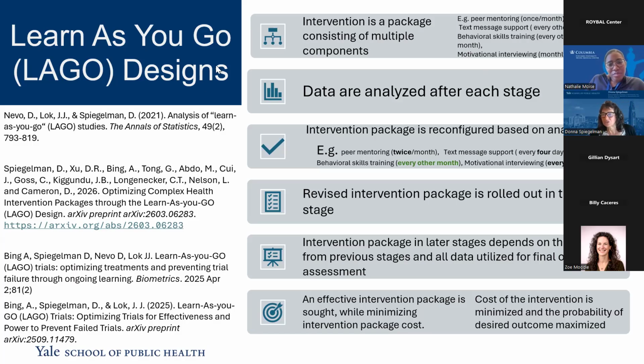So we have a starting package, whether it's a bundle of strategies or a package of intervention components. And usually in our work, that's it. We're stuck with it. We have to use it and we can't change it. And we just follow it through to the end of the study and it either, quote, worked or it didn't work. So with LAGO, that's no longer the case. We have pre-specified stages, maybe two stages often, where we analyze the data after each stage, and then we can reconfigure the intervention package based on analyses of the outcome data.